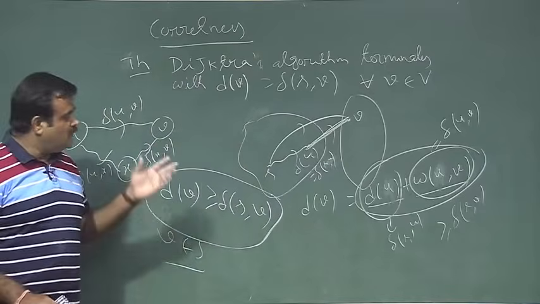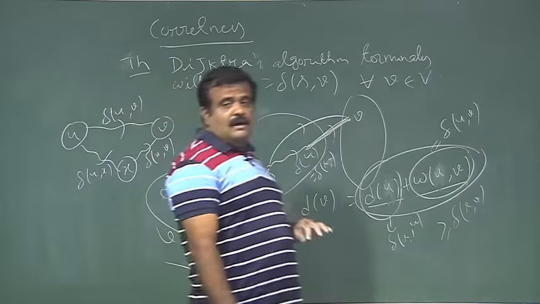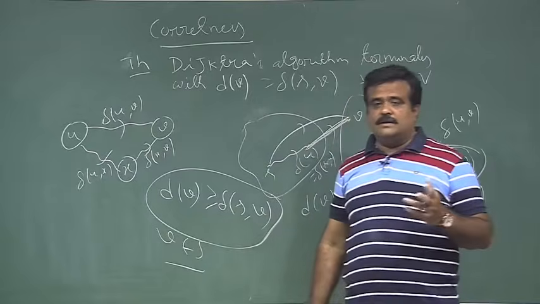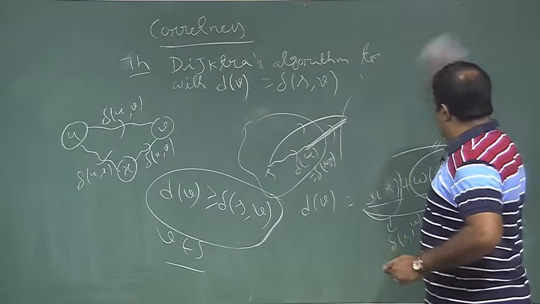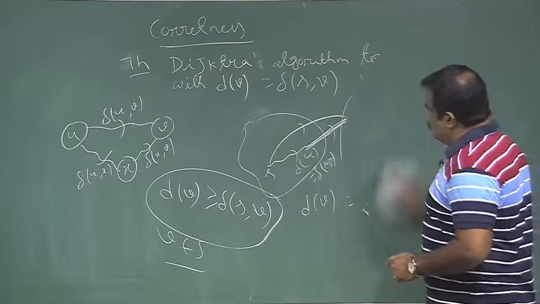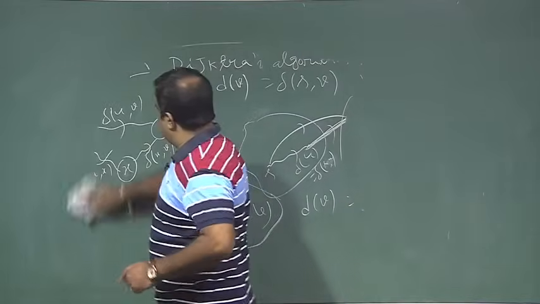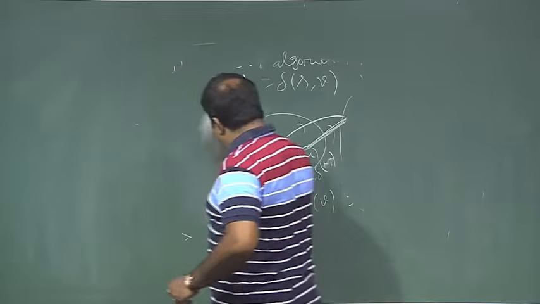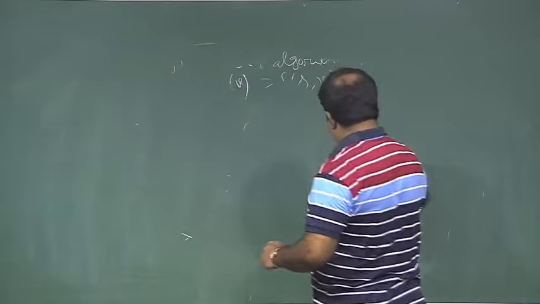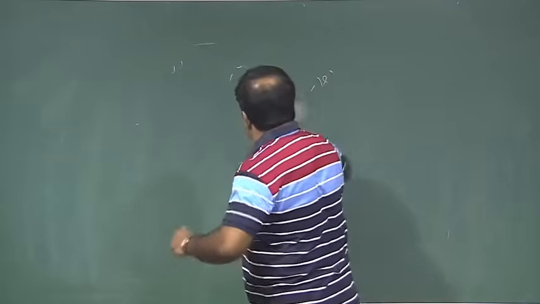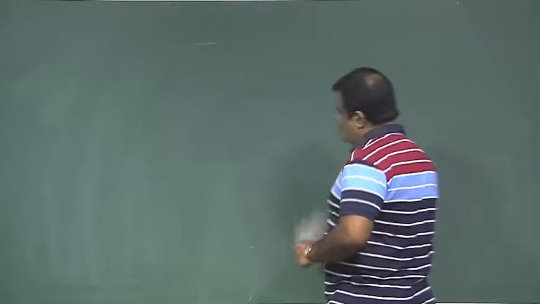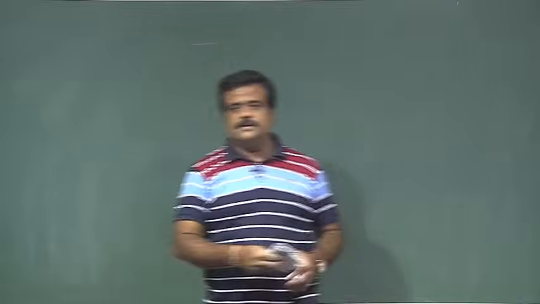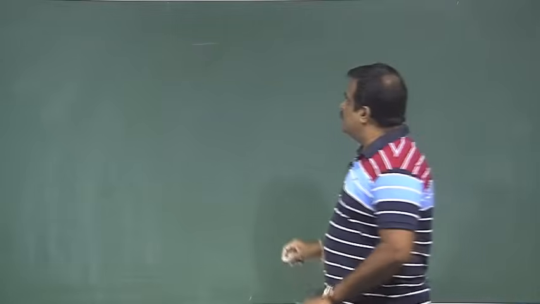And we have already seen the time complexity for Dijkstra's algorithm, which is basically the same as Prim's algorithm. So the analysis part of Dijkstra's is the same as Prim's algorithm. So now we will talk about another algorithm which can handle the negative weight cycle, which is called the Bellman-Ford algorithm.